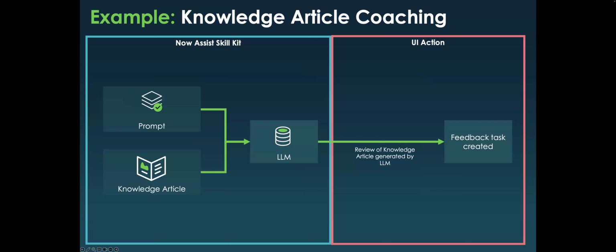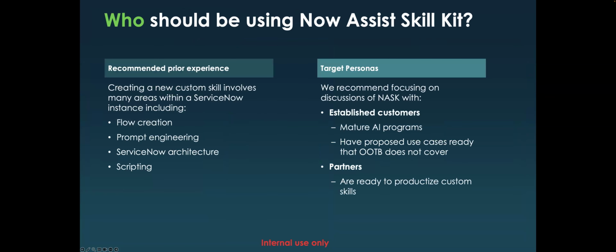So as I mentioned at the beginning, this particular example is going to be a knowledge article coaching, where the idea is that we're going to create a very specific prompt to look at knowledge articles, and then focus on 4 specific criteria, send that up to the LLM, and then hopefully create a feedback task off the back of it.